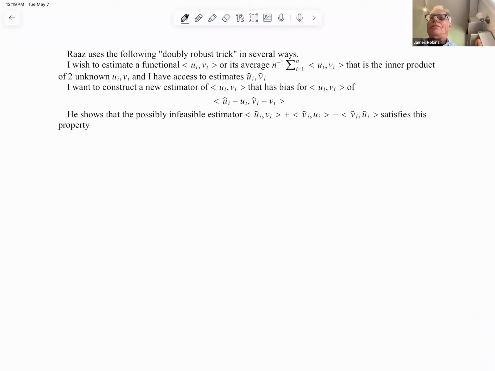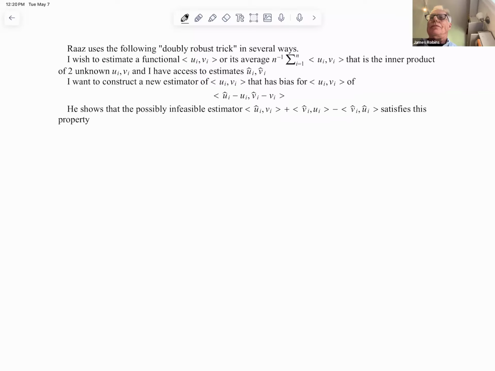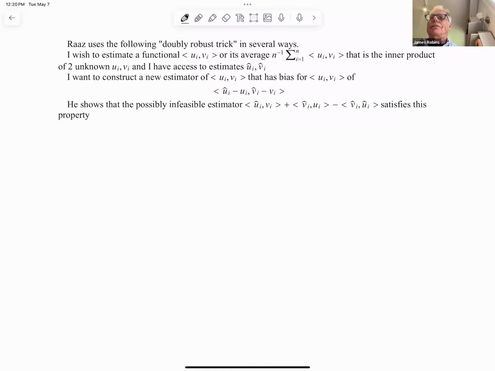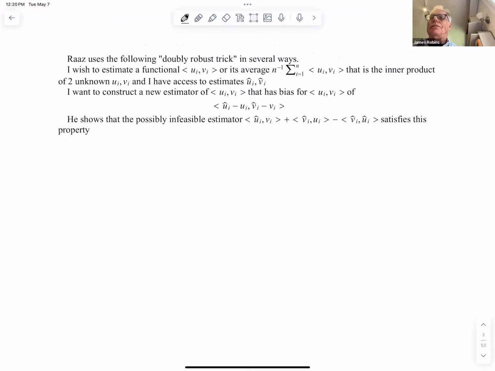So he's got some functional, this is going to be hand waving, which we'll call the inner product of U_i and V_i, or maybe he's doing the average of the i-specific ones. There are two unknowns, and he has access to U hat i and V hat i, at least in the first part of the talk. I want to construct a new estimator of the inner product that has a bias that's the inner product of the two errors. So it's a product bias.